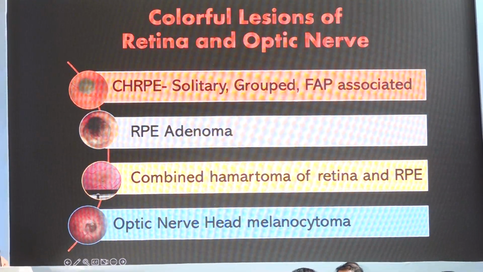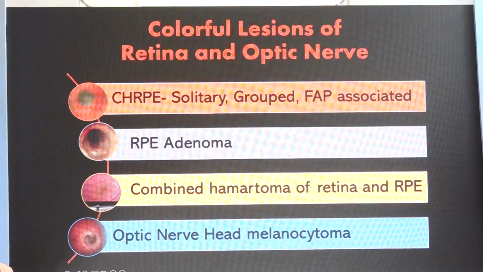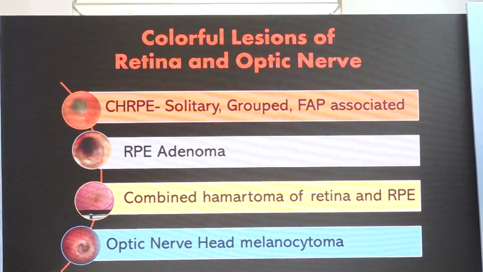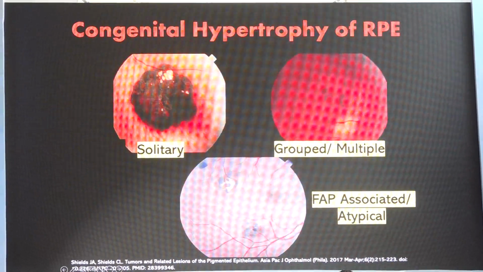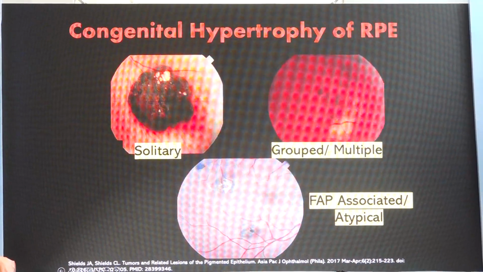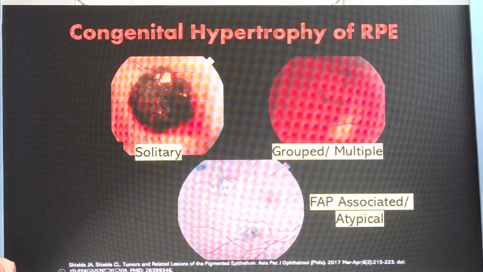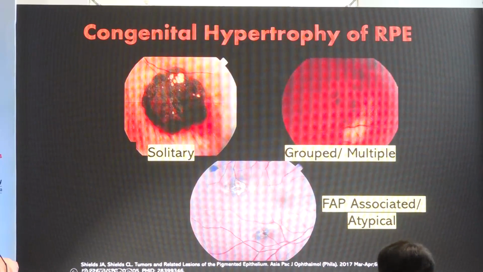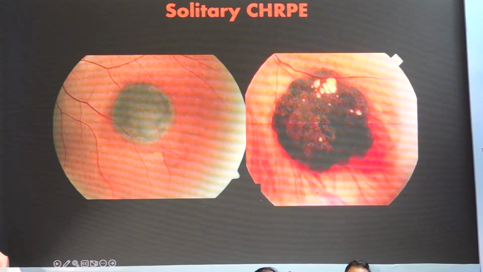This can either come from infections, post-infectious scarring, tumors or trauma. So be careful while you're examining any pigmented lesion. Look at the associated features as well. Coming to a common entity, we commonly call it a CHRPE. This is a congenital hypertrophy of retinal pigment epithelium. The common types it can be divided into are solitary, grouped, or multiple CHRPEs, and atypical ones which are known to be associated with familial adenomatous polyposis.